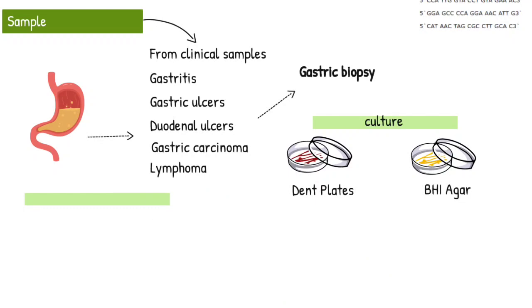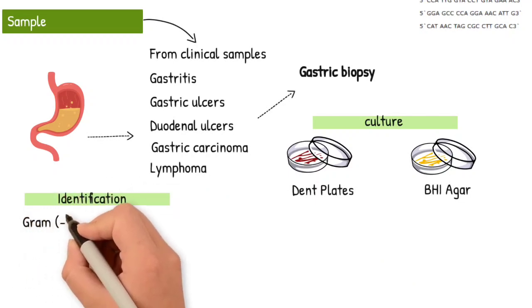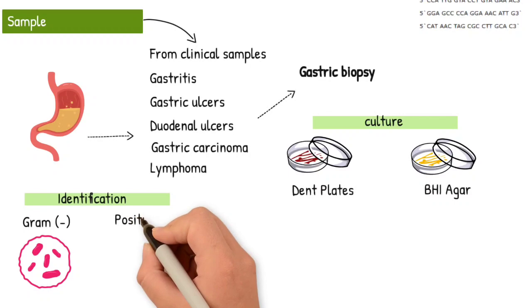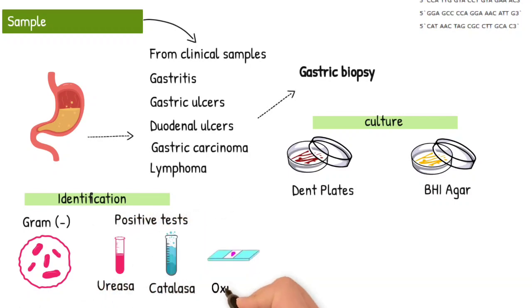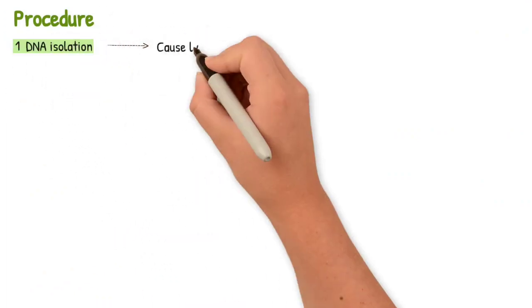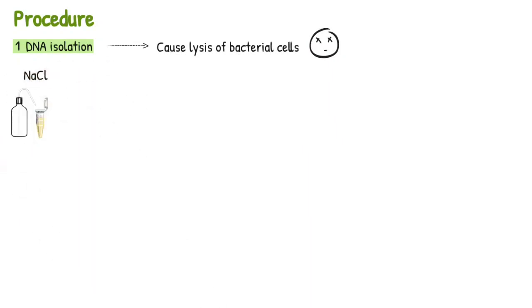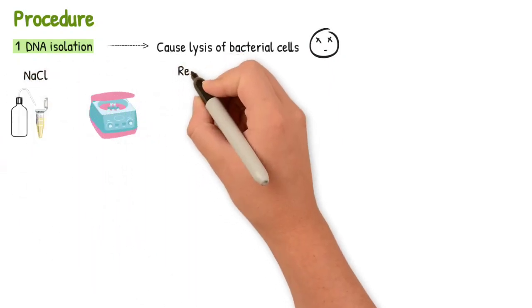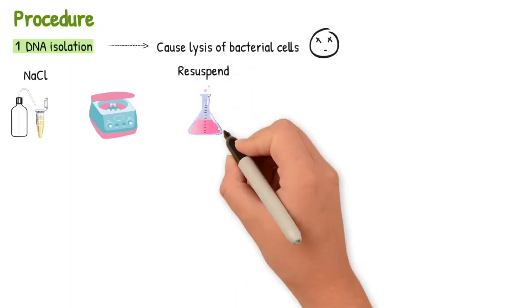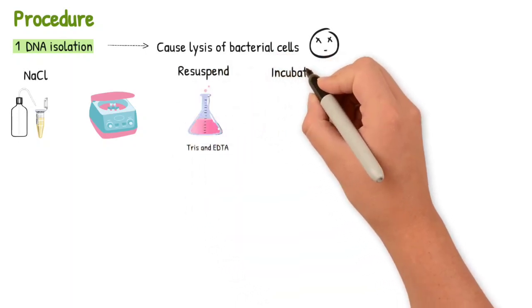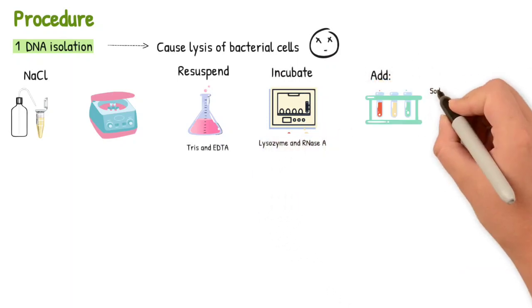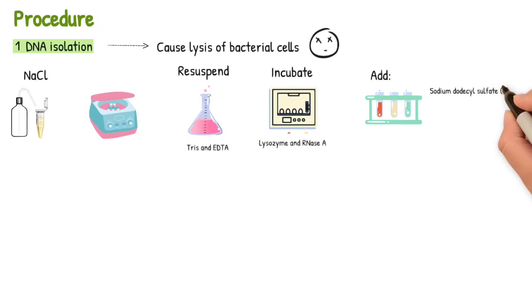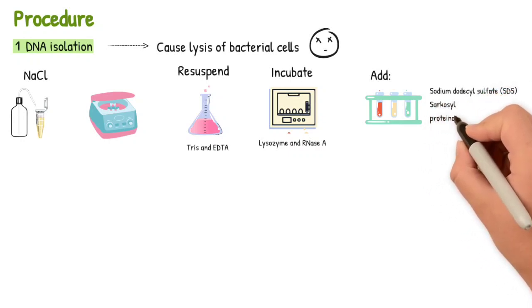To identify the bacteria to be studied, a gram stain is performed and positive tests are obtained for urease, catalase, and oxidase. Then we proceed with the extraction of genomic DNA. To lyse the bacterial cells, they are washed with sodium chloride and centrifuged. The cells are suspended in Tris and EDTA and incubated with lysozyme and RNase A. EDTase, sarcosyl, and proteinase K are also added.